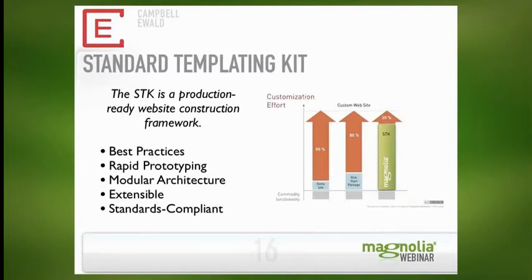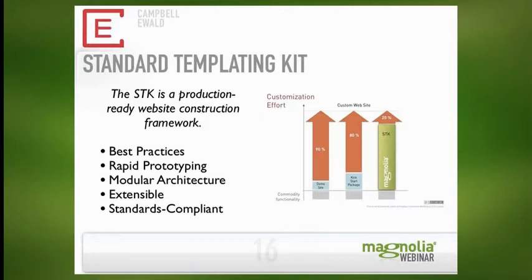So the STK, or as we abbreviate Standard Templating Kit, is a website framework that we ship with Magnolia. It can be used as is out of the box, or it can have a custom style applied to the default templates we include, or it can be extended and customized in a variety of other ways. Now, we built it on the best practices we've identified over years of building websites, providing a variety of functionality for publishing and aggregating articles, events, documents, news, and other types of data.